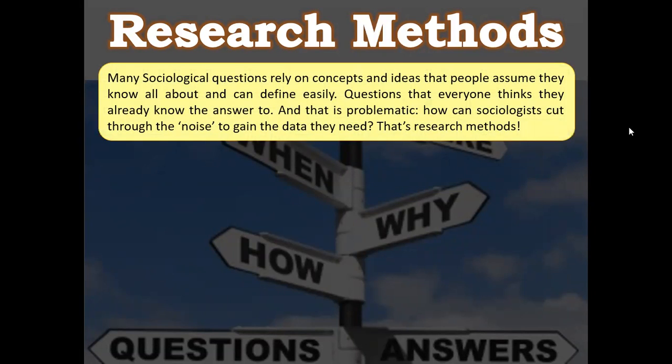What are we talking about? Well, many sociological questions rely on concepts and ideas that people assume they know all about and can define easily. Consider at the beginning of the year when I asked my set, and I think Miss Wibbly asked hers, what class you came from, as in middle class, working class, or upper class. And it's all very well that you all said middle class, and in many ways you are right. But what does that mean?